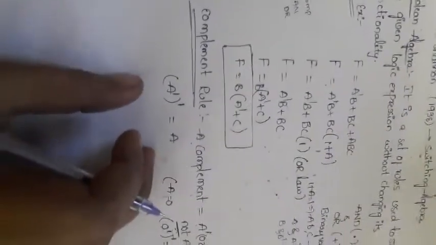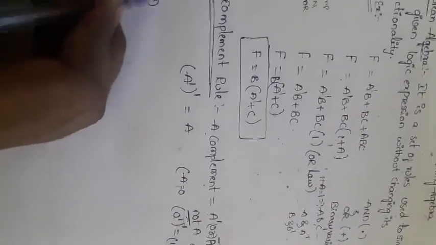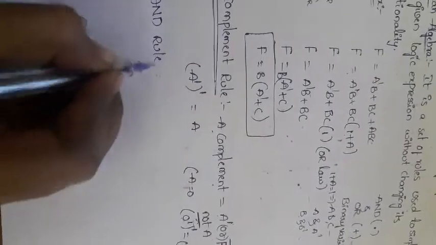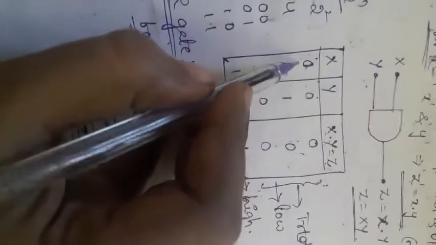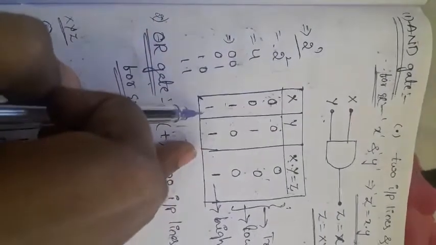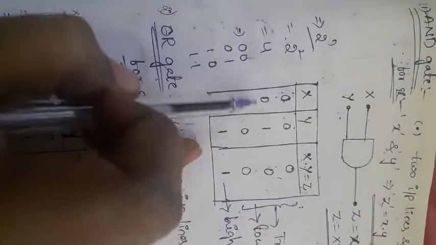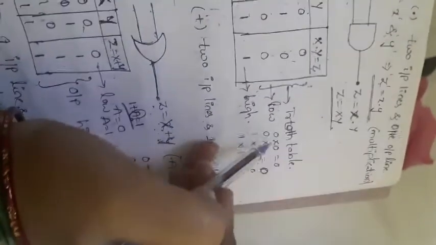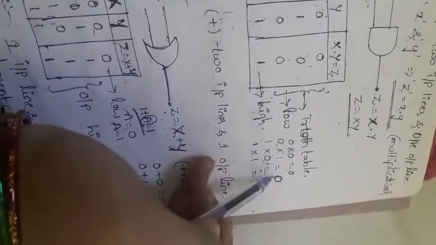This is the first rule, and the second rule is the AND rule. Very important for all rules in Boolean algebra. By using the AND gate we can implement this AND rule. In the AND rule we have 4 rules in total. How many inputs does the AND gate have? 2 inputs, x and y, so we get 4 combinations: 00, 01, 10, 11. 0 into 0 is 0, 0 into 1 is 0, 1 into 0 is 0, 1 into 1 is 1.